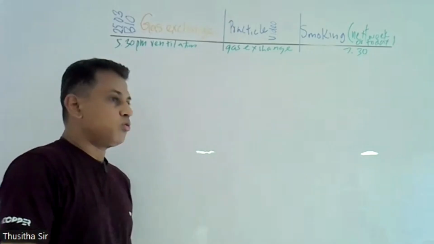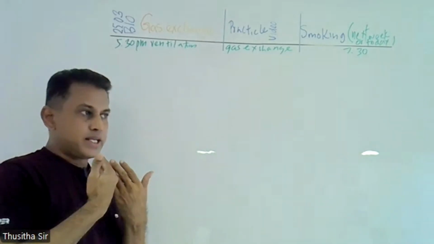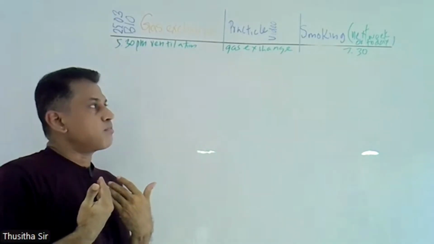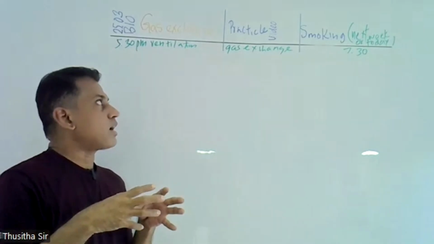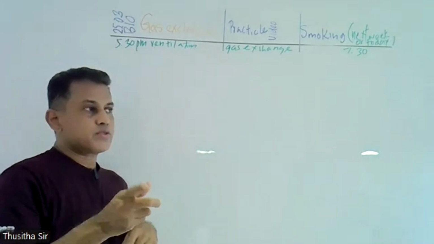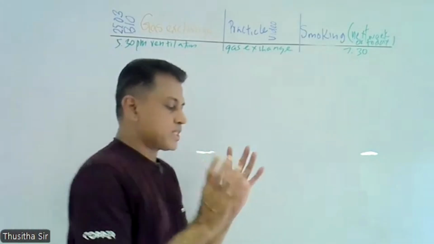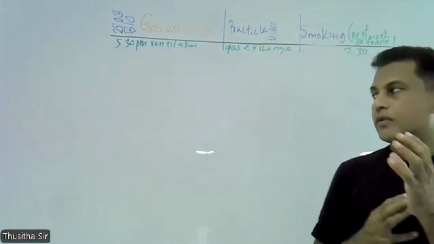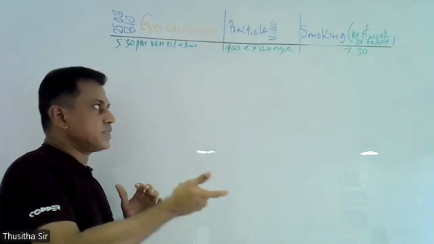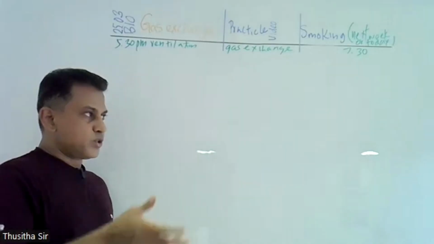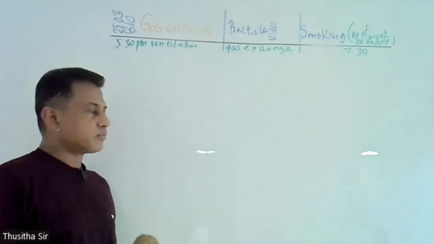What we have learned so far: the structure of the gas exchange system, basically the structure of the lungs and inside of the lungs. And last week we learned the gas exchange process, that is diffusion, by concentration difference, high concentration to low concentration. Oxygen is going into the blood, carbon dioxide is going out.